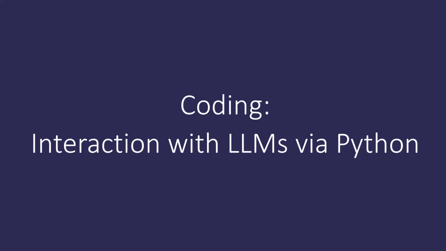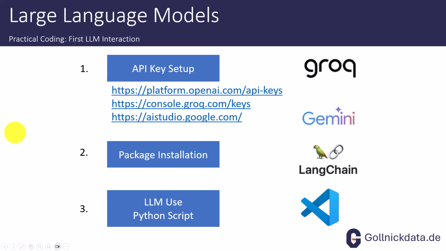Now we're going to create our first code in which we are going to implement some interaction between Python and some large language model. So, how is it working? We need to have some API key. If you followed the course introduction at the beginning, you have created them at that point already. So the API key setup should be done.